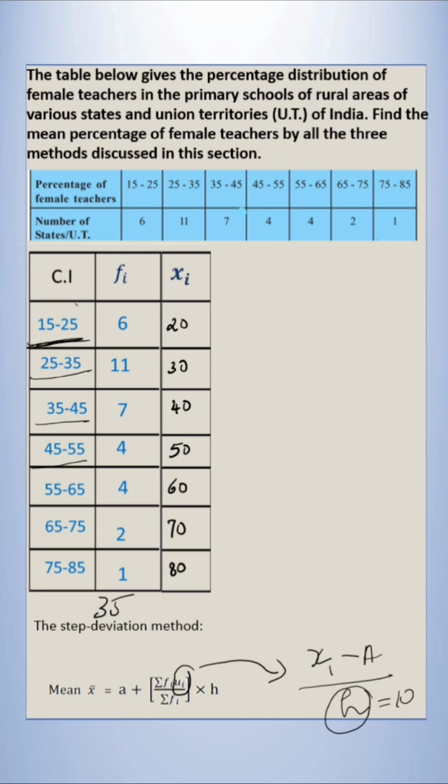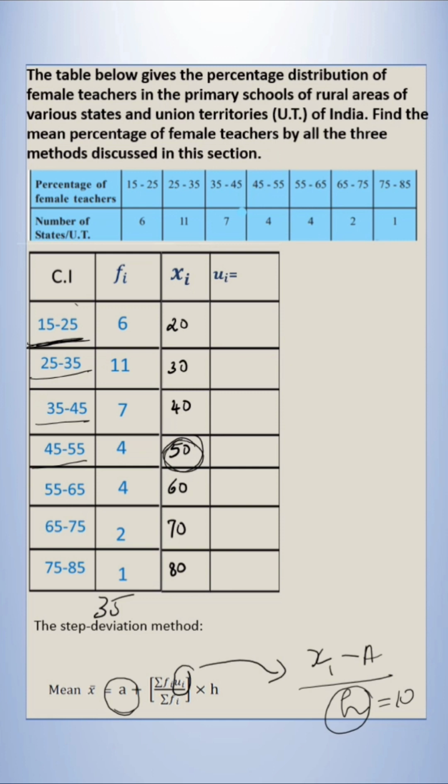So let A be the assumed mean. Let us assume 50 as the assumed mean. Now let us create a column for ui, which is equal to xi minus A by h. 20 minus 50, that is minus 30, minus 30 by 10, that is minus 3. 30 minus 50, that is minus 20, minus 20 by 10, minus 2. 40 minus 50, minus 10, minus 10 by 10, that is minus 1. 50 minus 50, that is 0. 60 minus 50, 10, 10 by 10 is 1. 70 minus 50 is 20, 20 by 10 is 2. 80 minus 50, that is 30, 30 by 10 is 3.